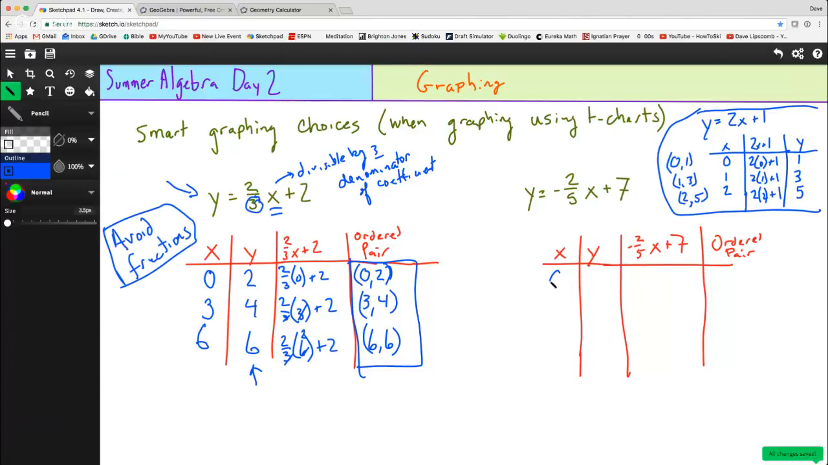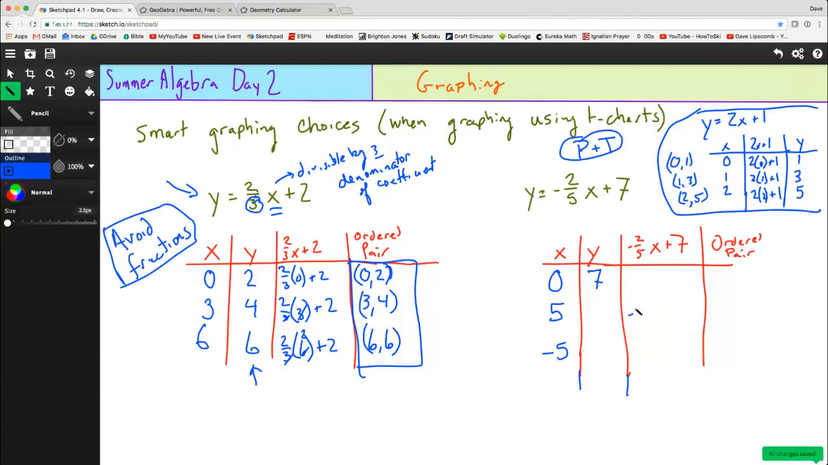0 is almost always a good choice because -2/5 times 0 will give me just a 7. But what other choices am I going to make? The key is to look at this denominator here. So I want you now to pause and try. For those of you who said I want numbers divisible by 5, you are right. So let's choose 5, and let's choose maybe, how about -5? That's divisible by 5. We could have chosen 10 or 15.